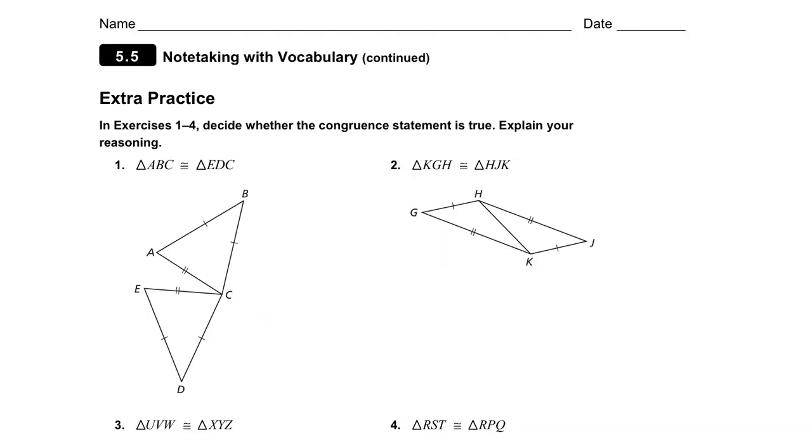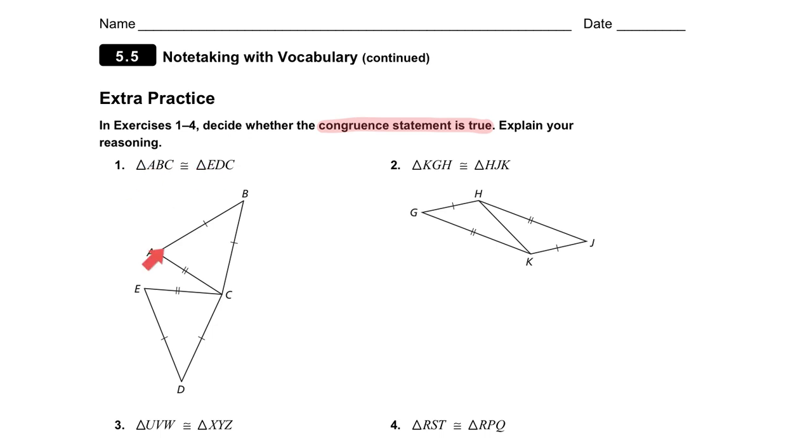Decide whether the congruence statement is true. Now, the tricky part here is the question. It says the congruence statement, not if the two triangles are congruent. So I'm going to look at the congruence statement, which means I need to look at the order. This says triangle ABC is congruent to EDC.